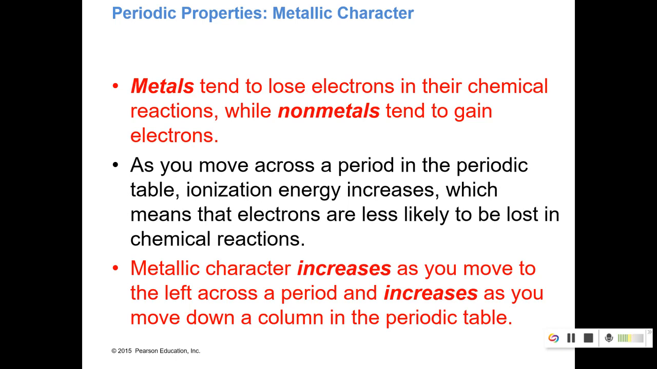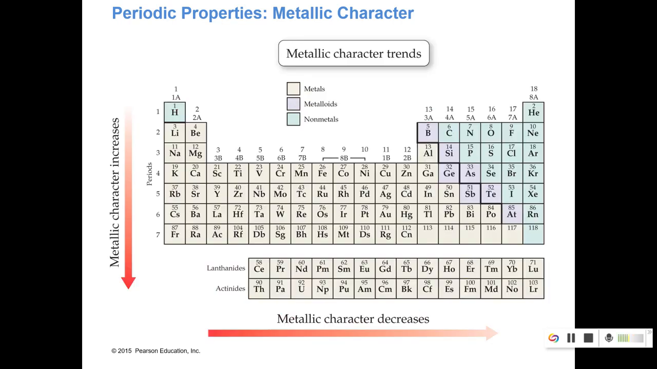Next is metallic character. Now, this was not one that we did on our periodic table project, but it is the same arrows as atomic radius. All right, so metals we know tend to lose their electrons and nonmetals gain them. And so metals obviously should have more metallic character than a nonmetal.